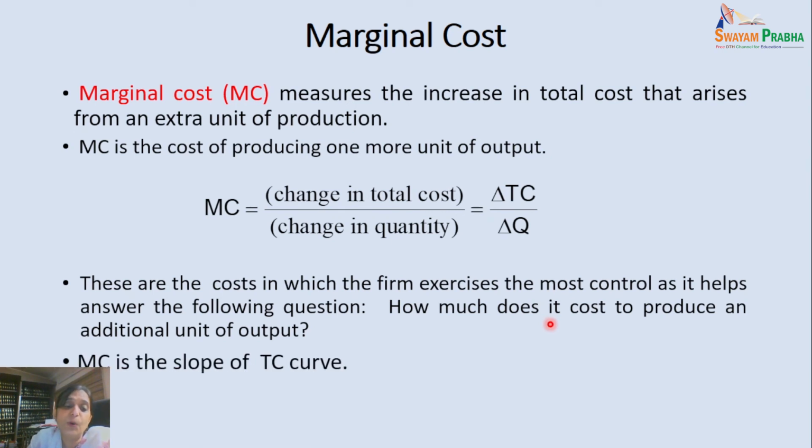Marginal cost is the slope of your total cost because it measures the change in total cost when one extra unit of output is produced. So you are moving from one point of the total cost to another point of the total cost. That change in the total cost because you have produced one extra unit is called the slope. So MC, or marginal cost, is also called the slope of the total cost curve.